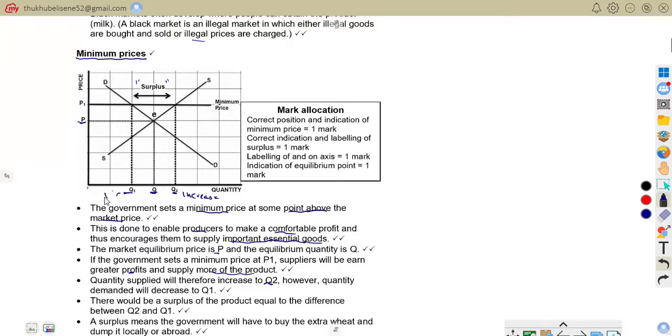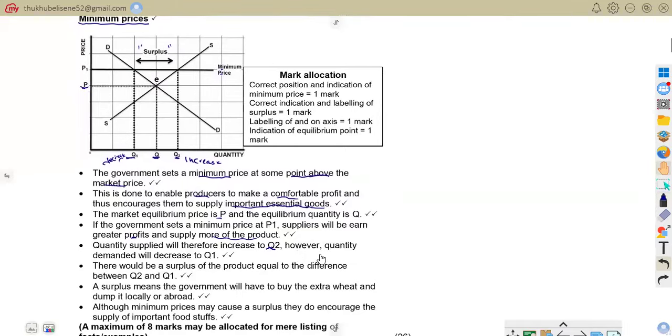Here we know it will now decrease in Q1 because of the higher prices that are charged above the equilibrium price. So it means the quantity that is going to be demanded is going to decrease. That's what it means. So you're going to have more supply, that is, the supply is going to be more than the demand.